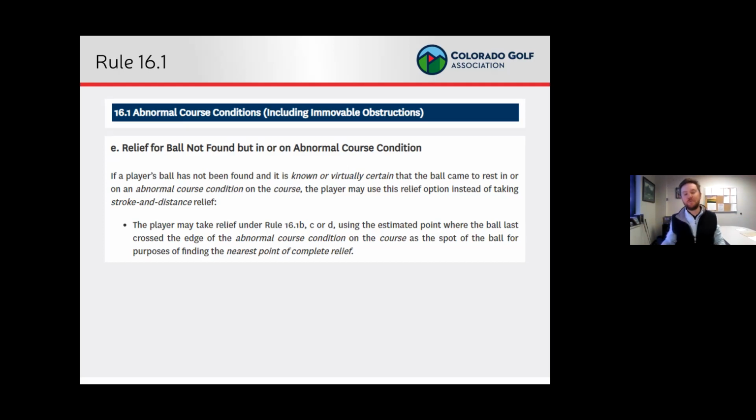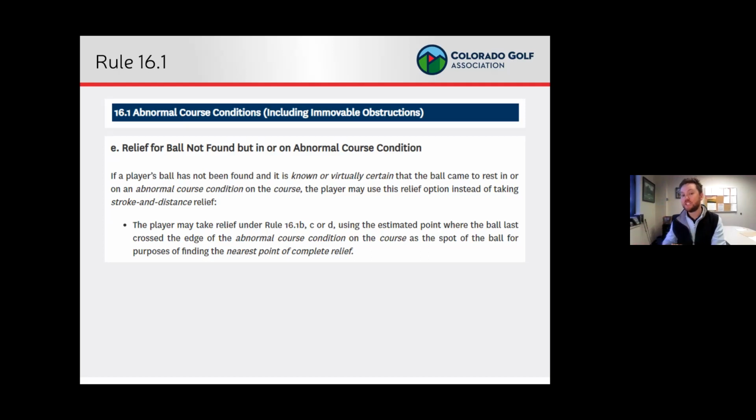So in this procedure, it very much matters, did you find the ball or not find the ball? If you found the ball, then I can say, yeah, I can see my ball's right there, it's 5 feet away. Now you're using your nearest point of complete relief and you're coming out to the side maybe, because you know the spot of the ball. If you don't know the spot of the ball, the rules say estimate where it last crossed into the abnormal course condition. So if it's this big area of temporary water, even if it's toward the front and it's lost, again, 95% known it's in there, it last crossed toward the back. That's where your reference point is going to be in your relief areas. So it very much depends on, did you find the ball or did you not find the ball?